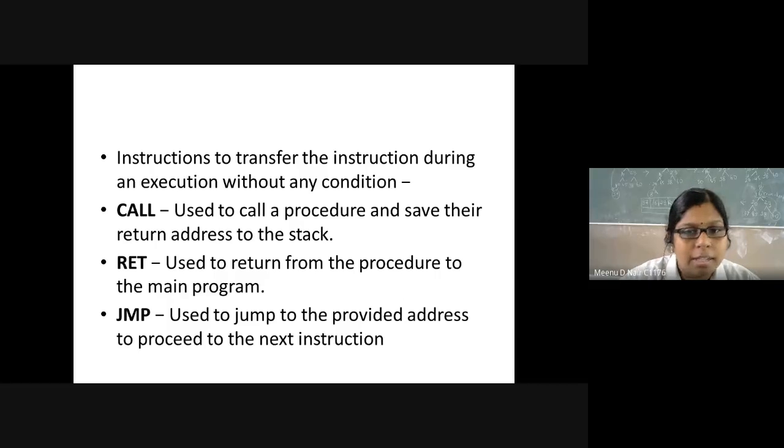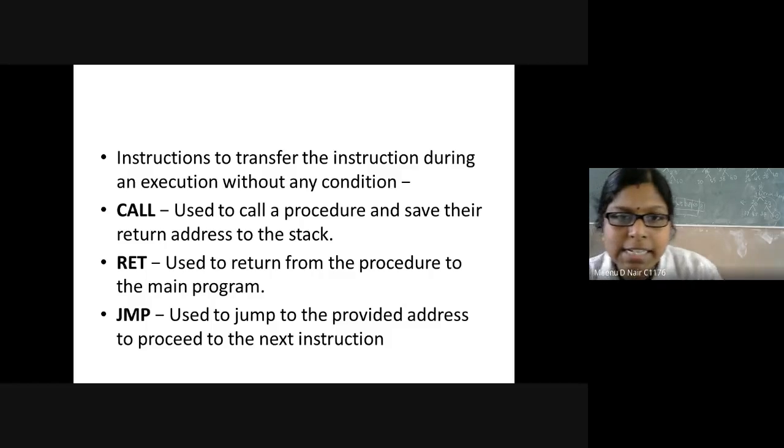Subprograms, you have to call that subprogram. Once the subprogram is over, you give the return command. The return command means it will go back to the main program. Right? That is the return command. Jump is when you are jumping from one location to another location. That is the jump command.